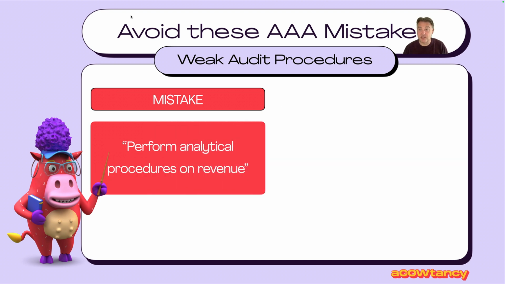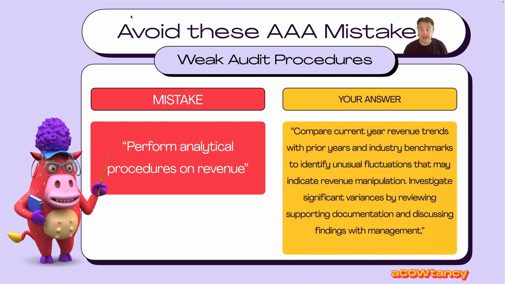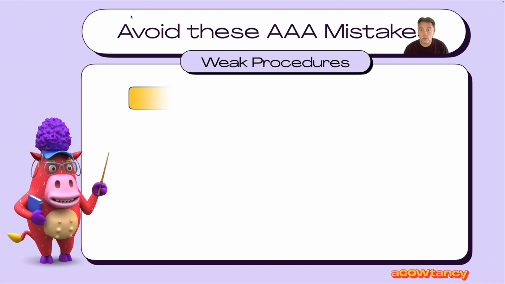Perform analytical procedures on revenue this time. So again, it's not enough. You need to say how you're going to do it. So could be compare current year revenue trends with prior years and with industry benchmarks. Why? To identify the unusual fluctuations that may indicate revenue manipulation. And then you could go on to say if they do, investigate significant variances by reviewing supporting documentation and discussing with management. How, why, specific risk.